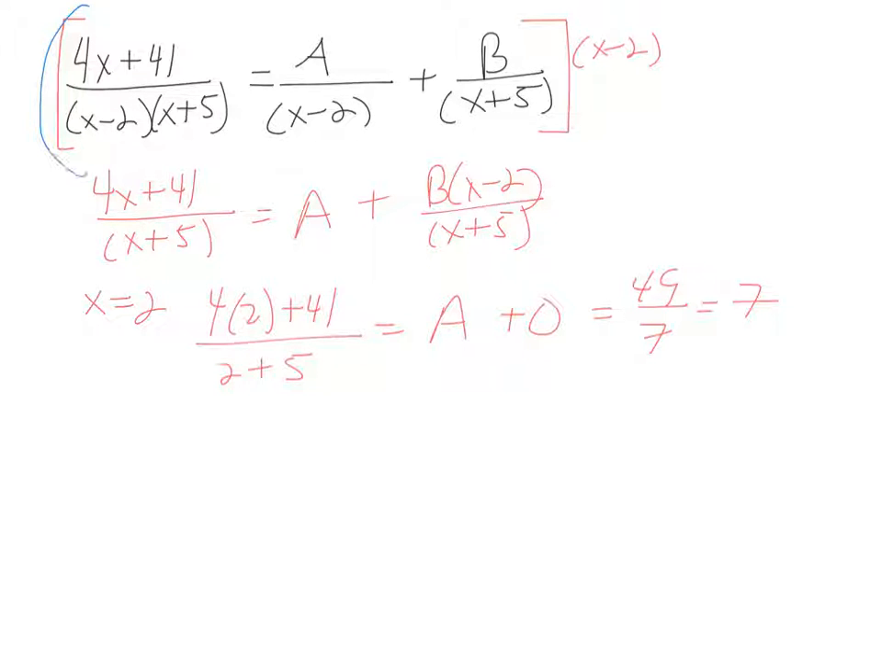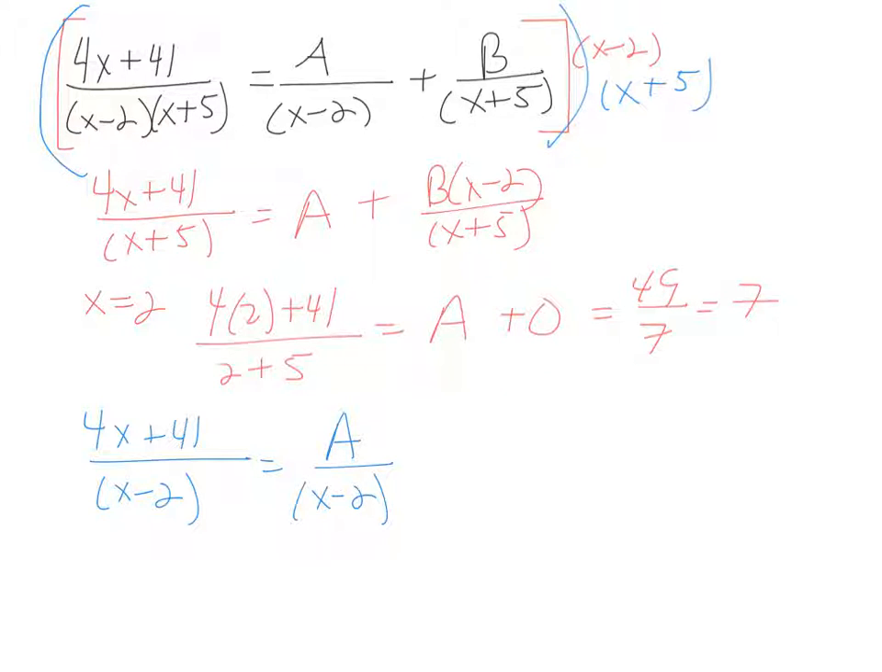So I'm going to multiply this a second time. And this time I'm going to multiply it by x plus 5. And I'm going to get 4x plus 41 all over x minus 2, because this x plus 5 up here is canceled with this x plus 5 there, equals a, and I know what a is, so I could put it in, but I don't need to. A over x minus 2 times x plus 5, all plus just b, because the x plus 5 here cancels with this x plus 5.